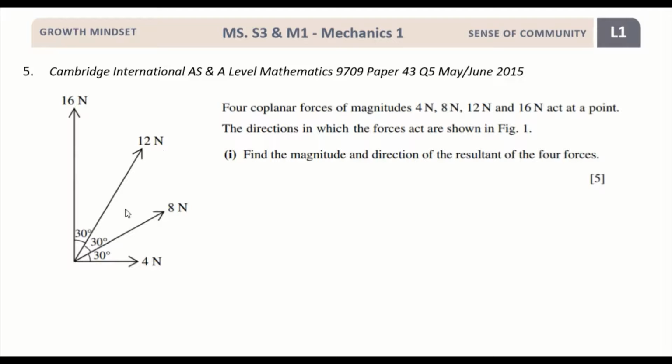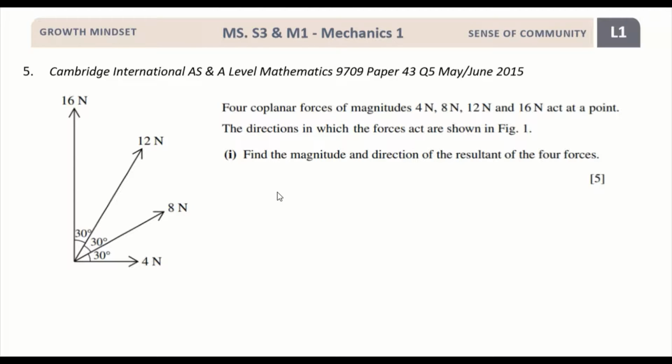This is a question that involves 4 forces. You can see that 4 coplanar forces of magnitude 4, 8, 12, and 16 act on this point. The directions in which the forces act are shown in this diagram. Find the magnitude and the direction of the resultant of the 4 forces.